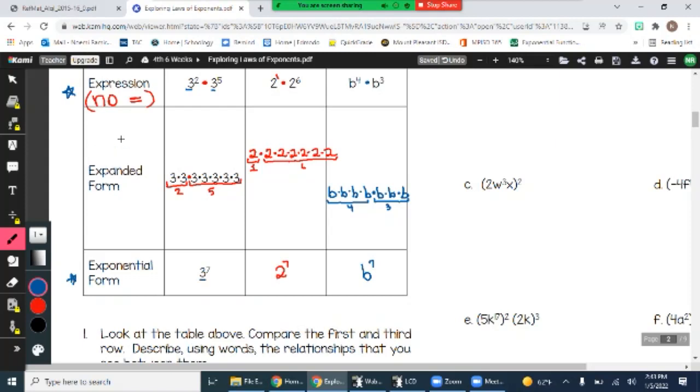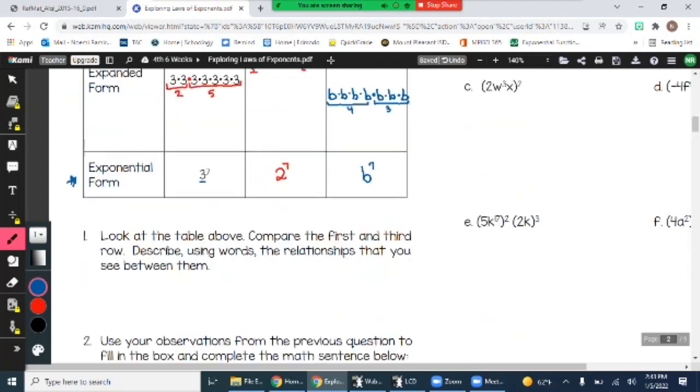So the base stayed the same. 2, 2, 2, b, b, b. My base is staying the same. Remember, laws of exponents, it affects the exponent only, not the base. So base is going to stay the same.